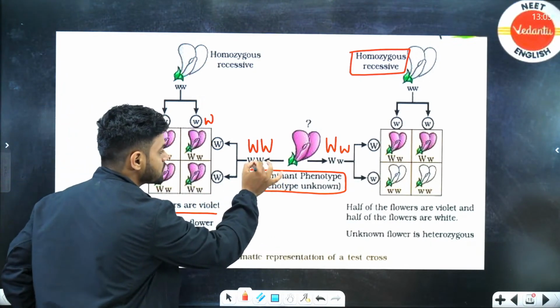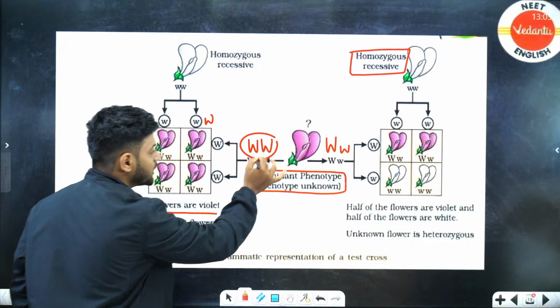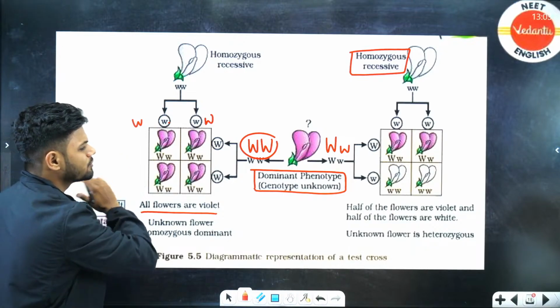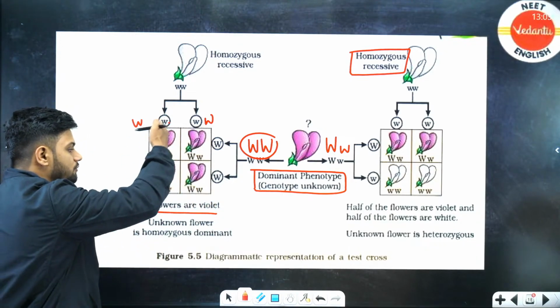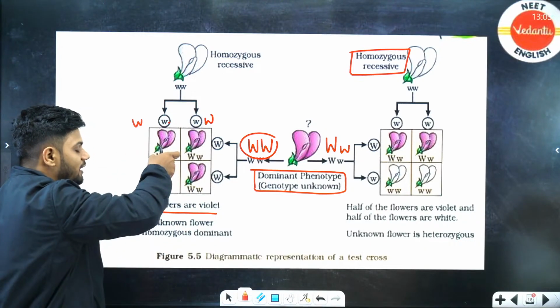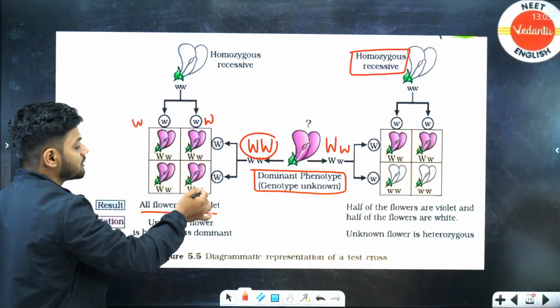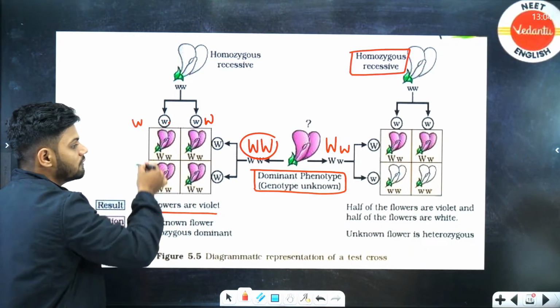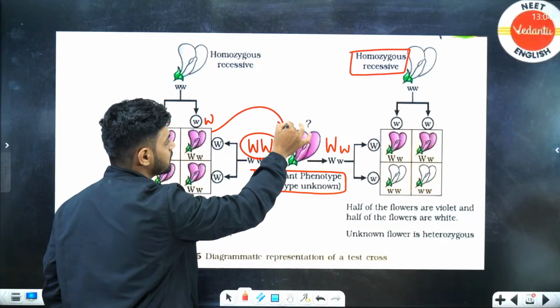Because the genotype was capital W. If this was capital W, obviously this small w will not be able to be seen anywhere. Now, based on the phenotype which you observe in F2, we are able to determine the genotype here.